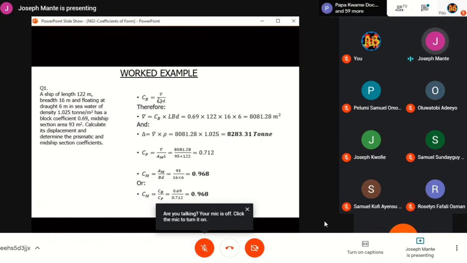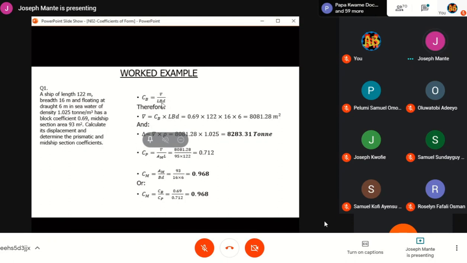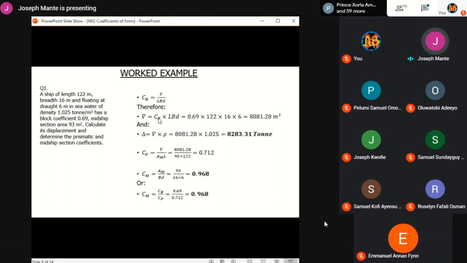So we know volume displacement is length times breadth times depth. So we have CB times length times breadth times depth. We know CB, which is 0.69. We also know 122, which is the length. We also know the breadth and the depth, which is 6. So when we calculate, we're going to get 8881.28 cubic meters.